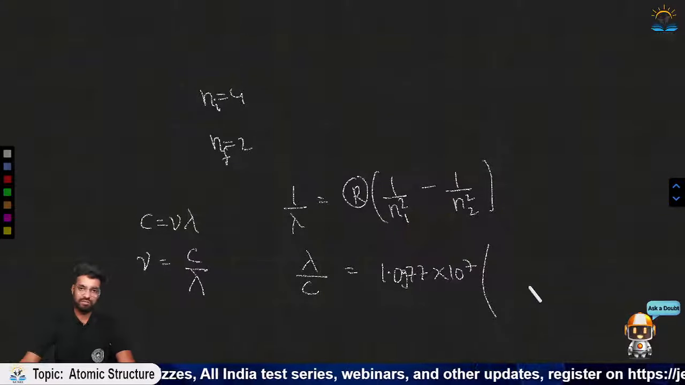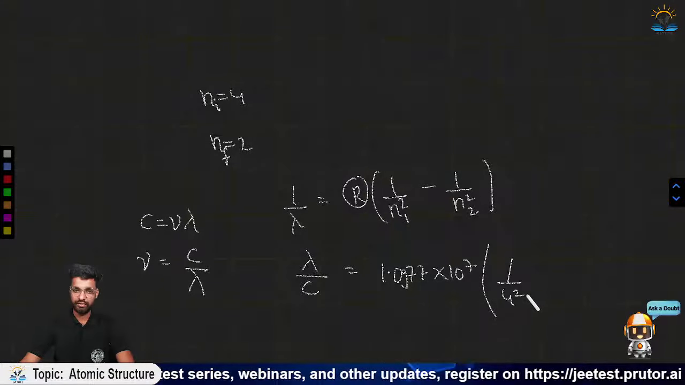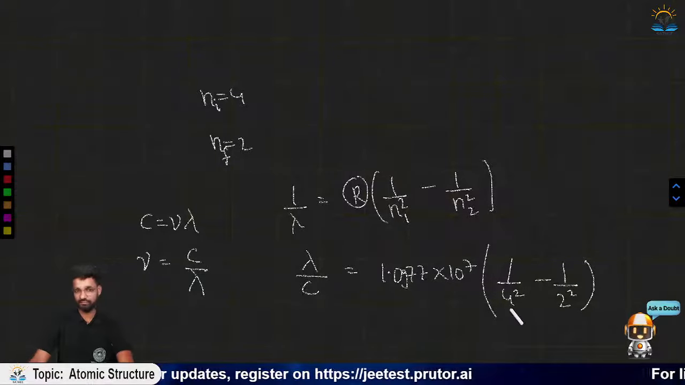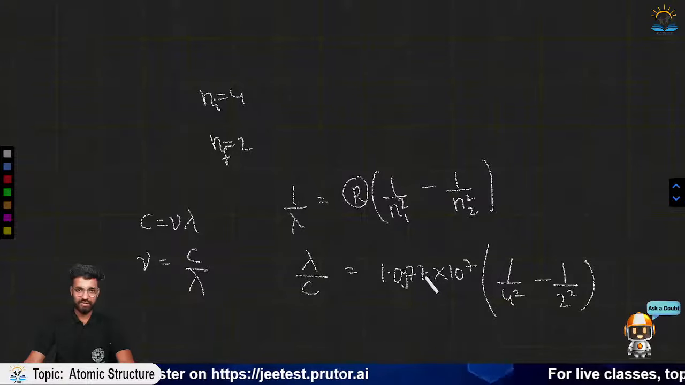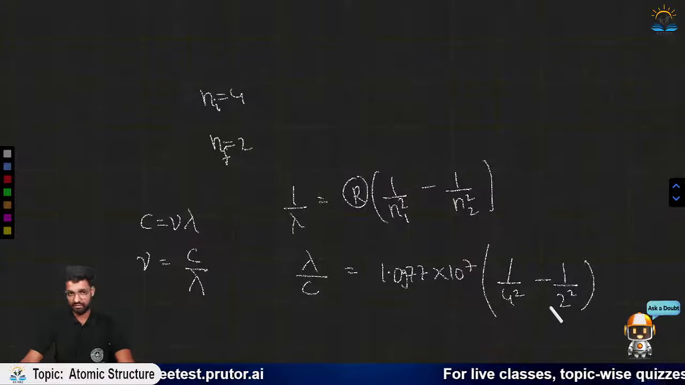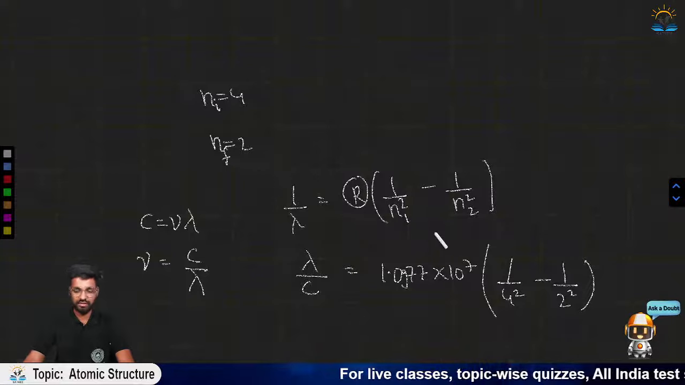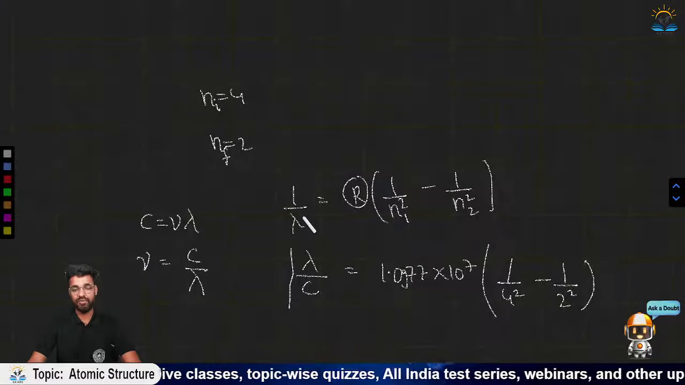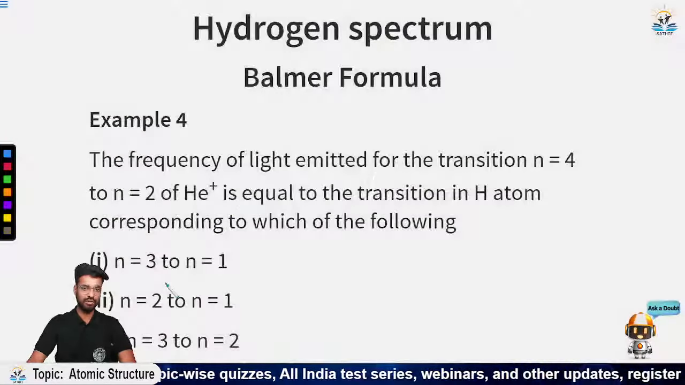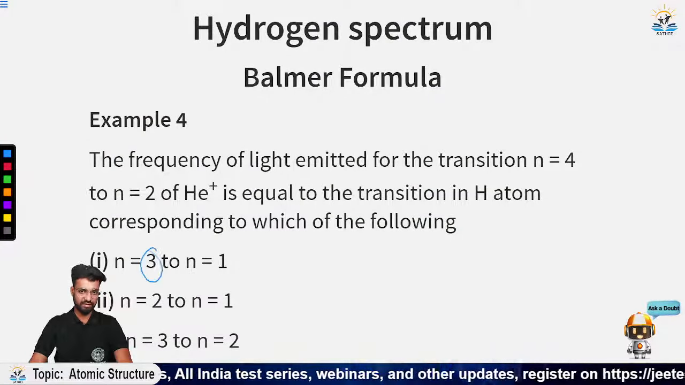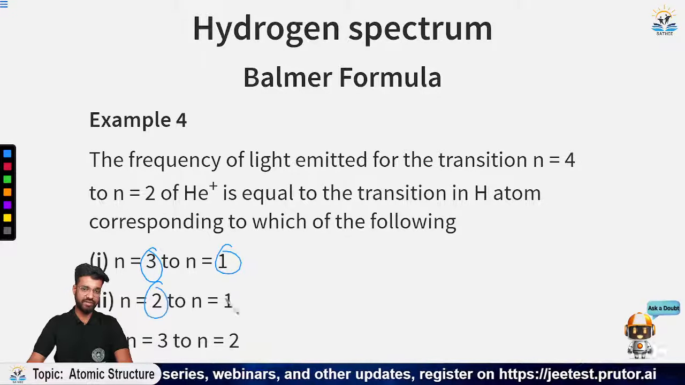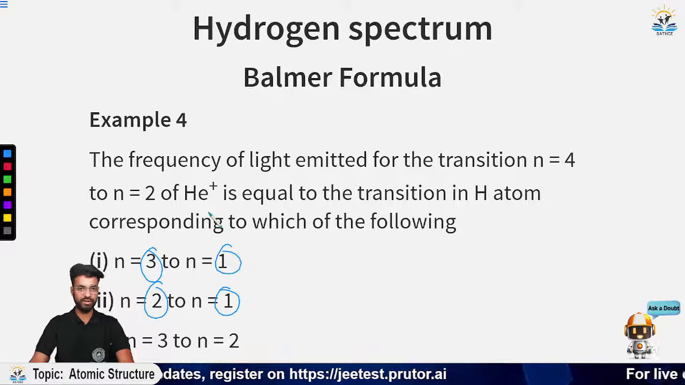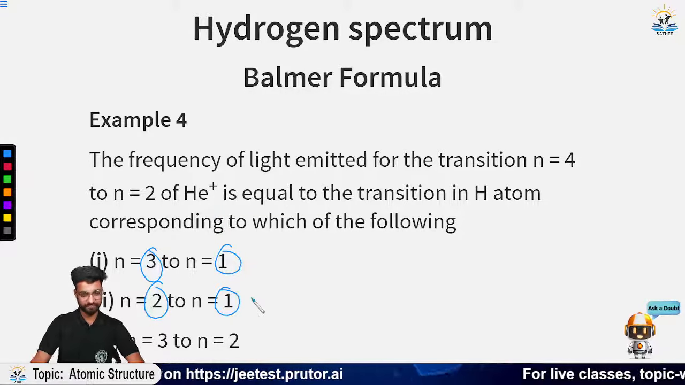What is the value of n1? The initial is 4, so it is 1 by 4 square minus 1 by 2 square. If you calculate this value, you will get your frequency easily. So you will calculate for n equals 4 to n equals 2, then for the different transitions, and whichever equals this n equals 4 to n equals 2 will be the answer.